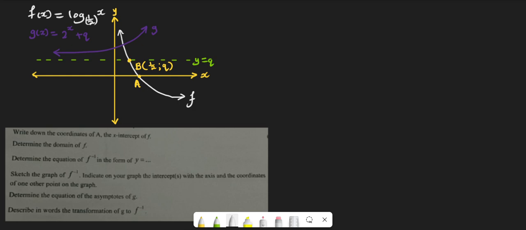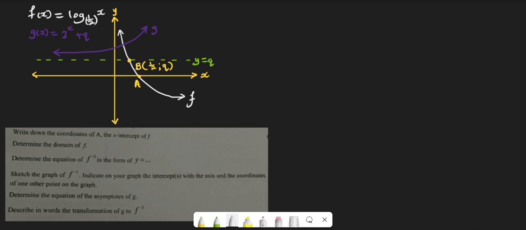This question is one of the Department of Education past papers for revision. So we are just going to look at the given information. We are given two functions here, f of x and g of x. Looking at the function g of x, it is equal to 2 exponent x plus q. And looking at f of x, it is equal to log x base half.